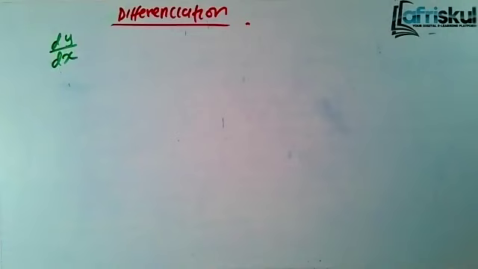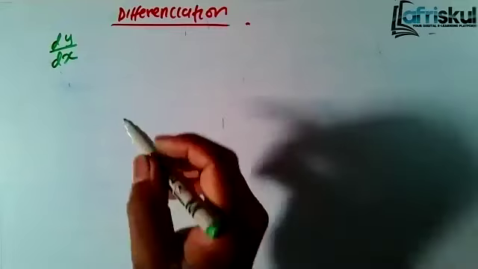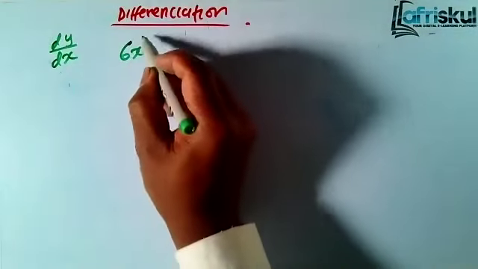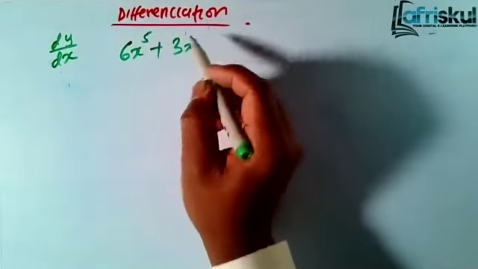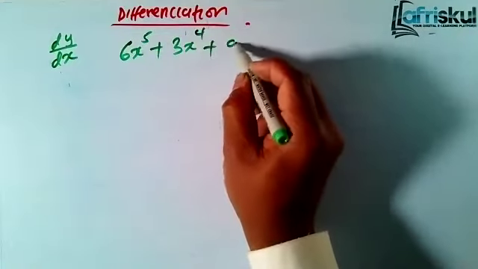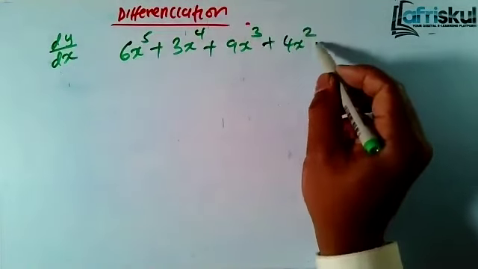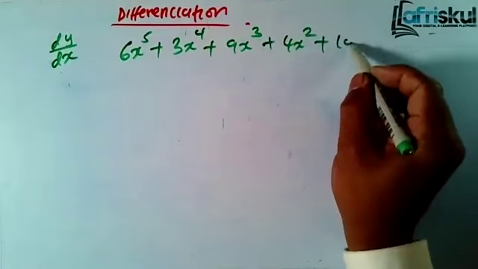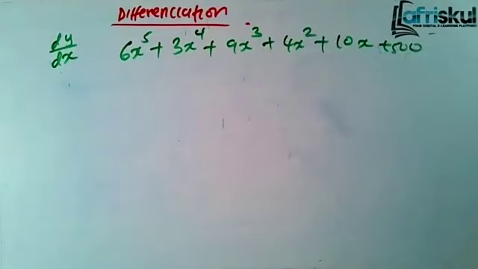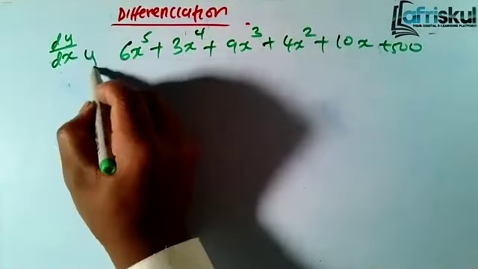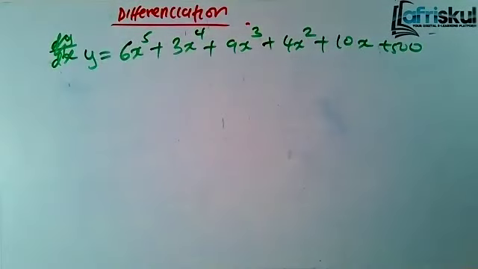Then how do we show this? I don't want to give you the steps, I want you to understand. How do we differentiate? For example, you are told to differentiate the following function, given as 6x raised to power 5 plus 3x raised to power 4, plus 9x cubed, plus 4x squared, plus 10x plus 500. Assuming y is equal to that, how do you differentiate? I want you to get the concept of differentiation.